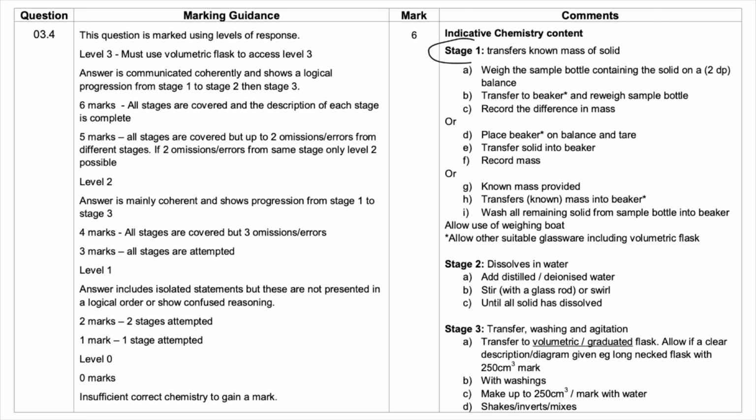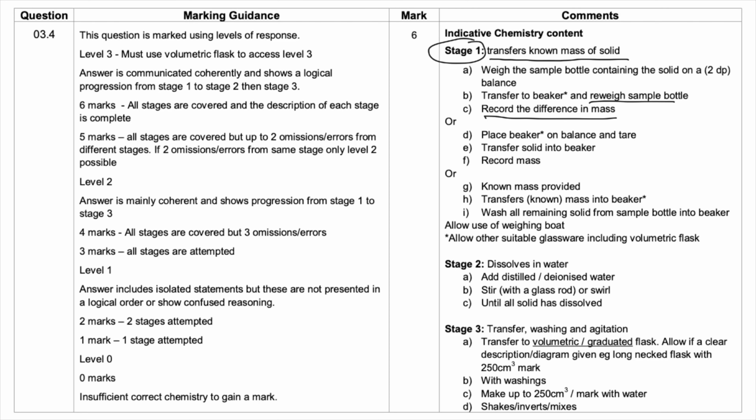There's stage 1, which involves transferring a known mass of solid. So the first step is to weigh the sample bottle containing the solid, transfer to a beaker, and reweigh. This is the weigh by difference, and record the difference in mass. Okay, or it could be to place the beaker on a balance and tare, transfer the solid into a beaker and record the mass, or no mass provided, transfer that known mass into a beaker, wash the remaining solid. So it's essentially we're trying to make sure that all of the known mass of solid has gone in.